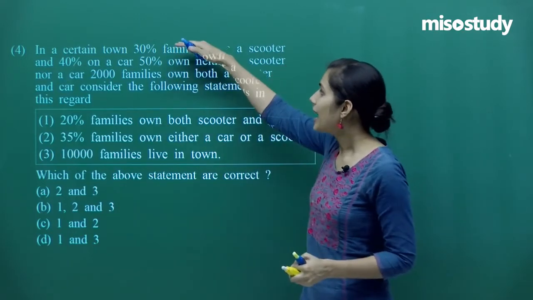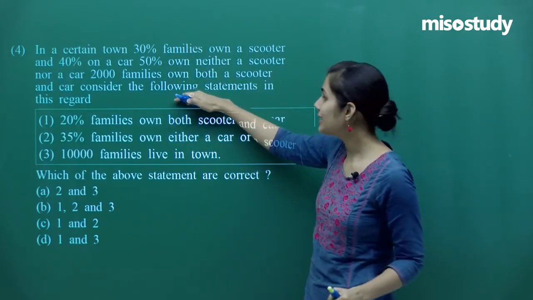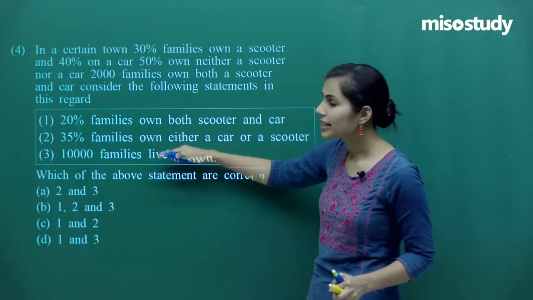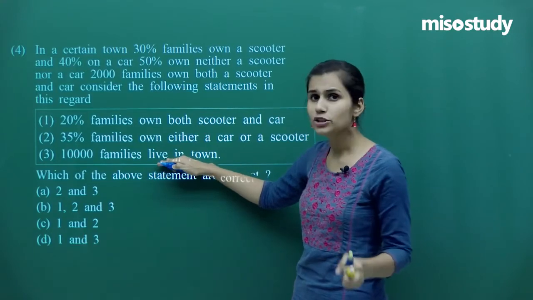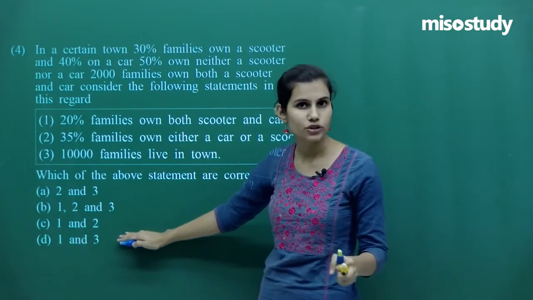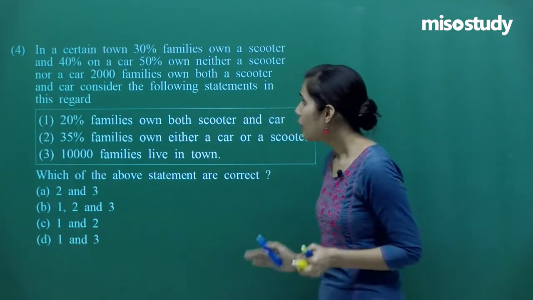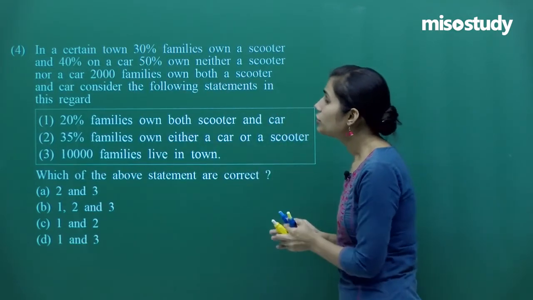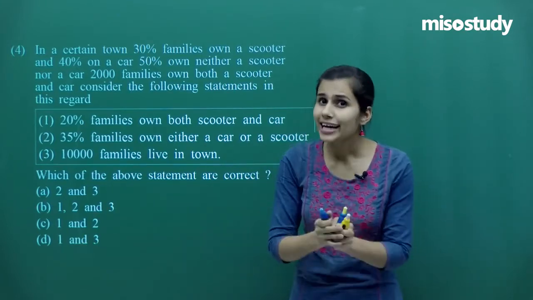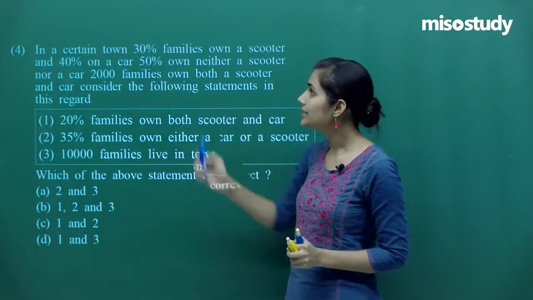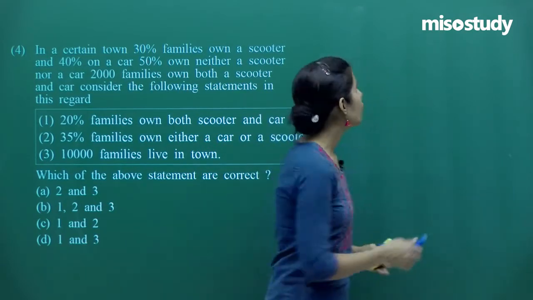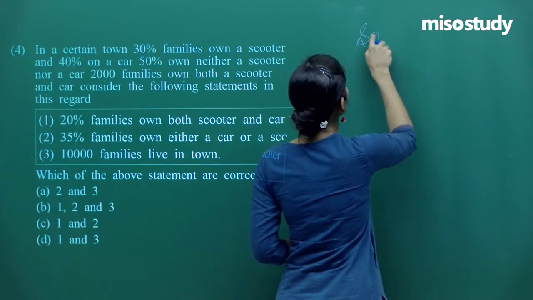That means by solving this question, we basically have to verify these 3 conditions. Whichever 2 or 3 of them come out to be true, accordingly we are going to mark our options right down here. Now as you can see, I don't know how many total families live in the town. Out of that only I will have to consider the percentage of families owning a scooter or owning a car. So let me start with the solution.